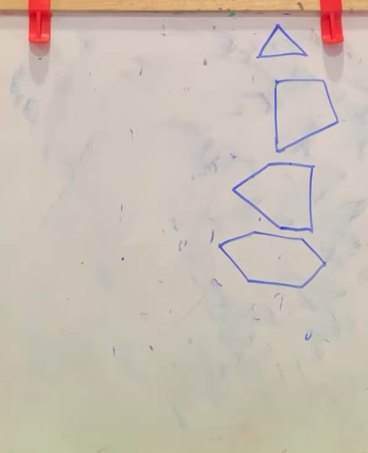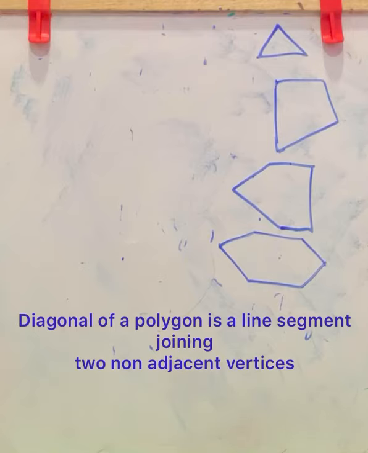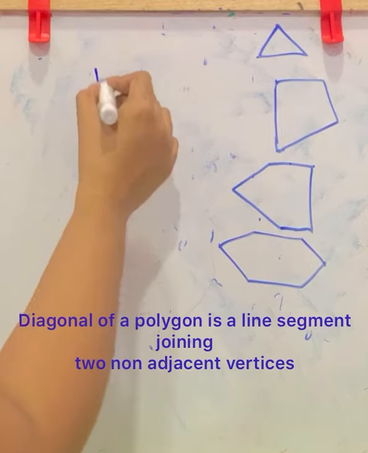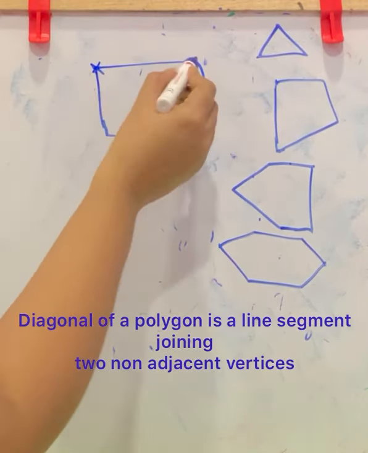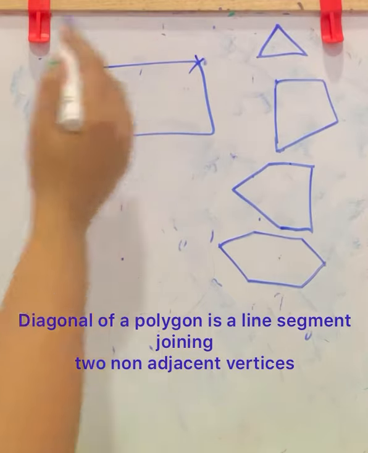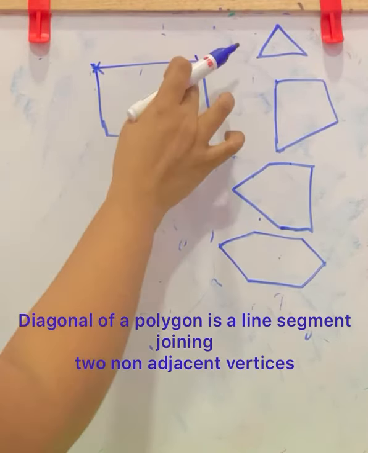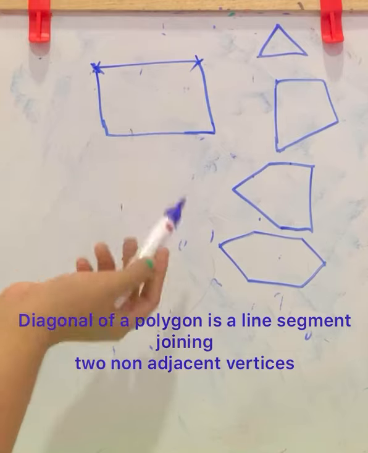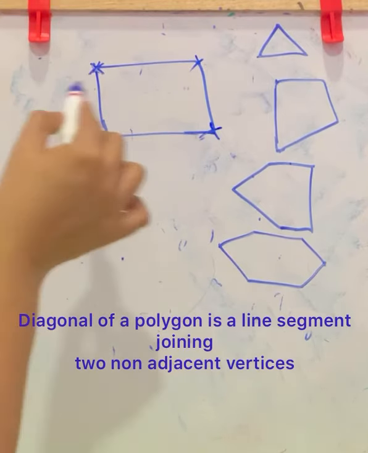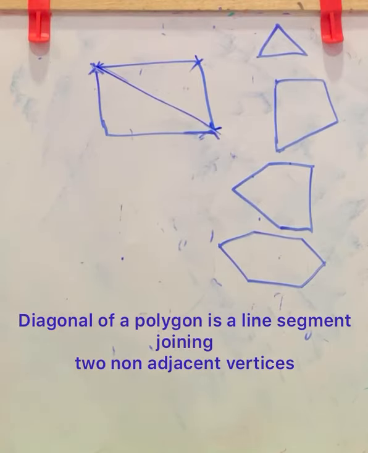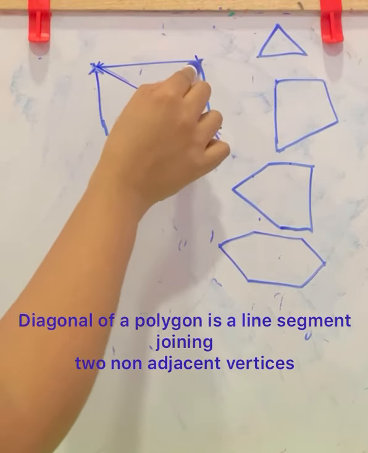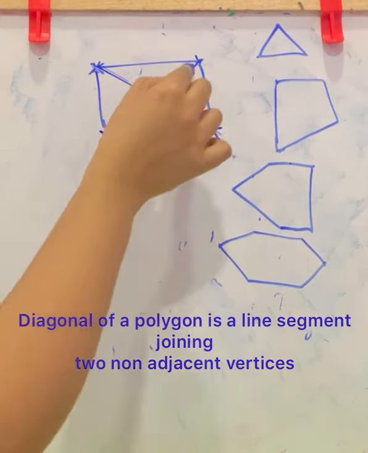Next is diagonals. A diagonal is a line segment connecting two non-consecutive vertices. That is, if this is the figure, consecutive vertices means this and this. That is, they are lying nearby. Non-consecutive means, for this vertex, the non-consecutive vertex will be this. So you want to join this. This is the diagonal. And what about this? The non-consecutive vertex is this. So join it.